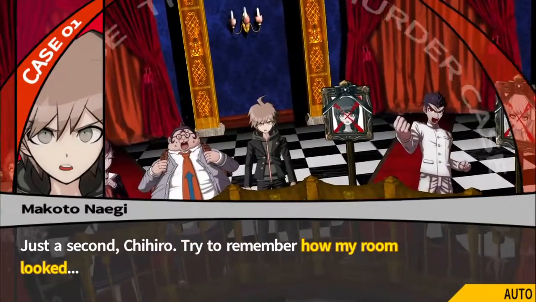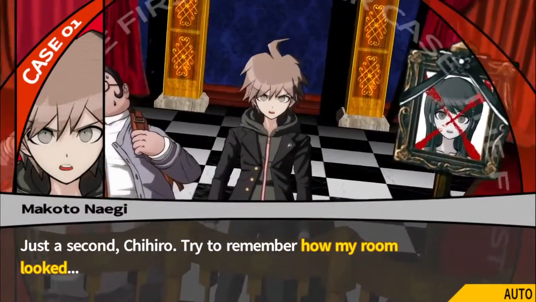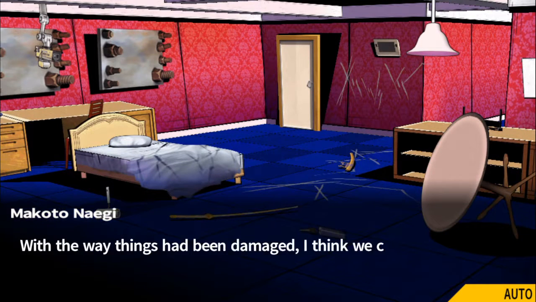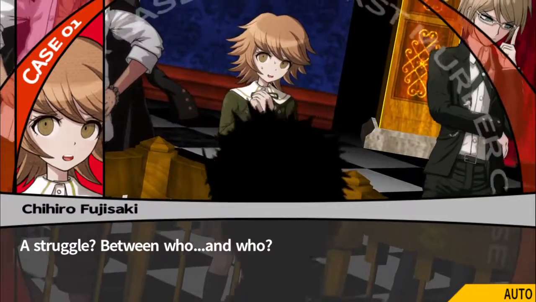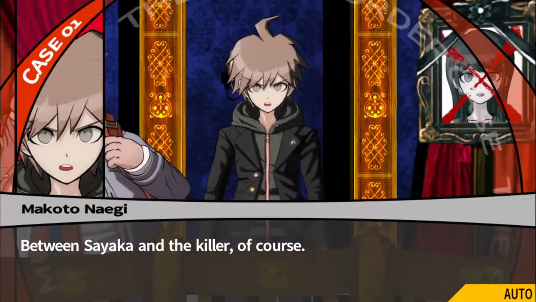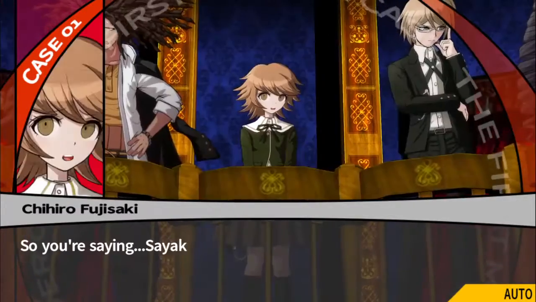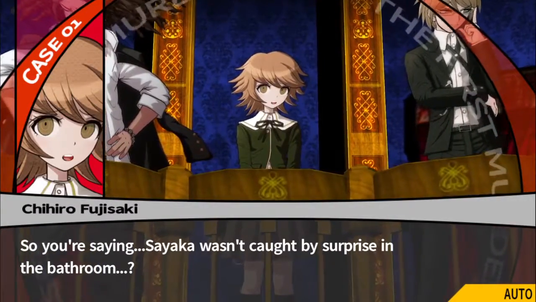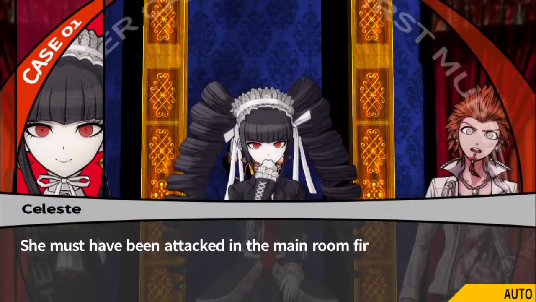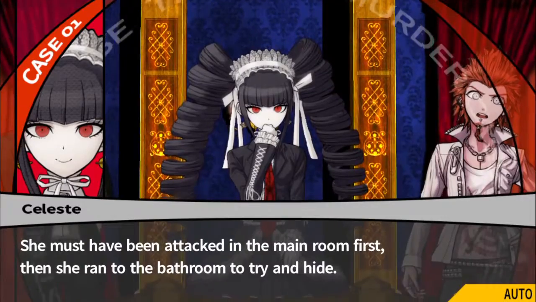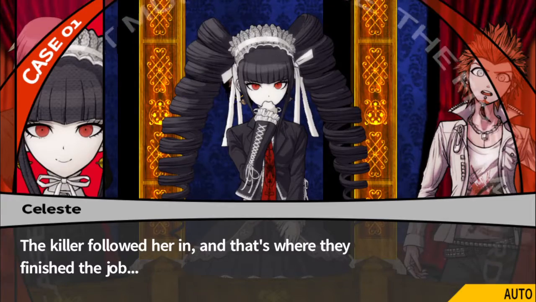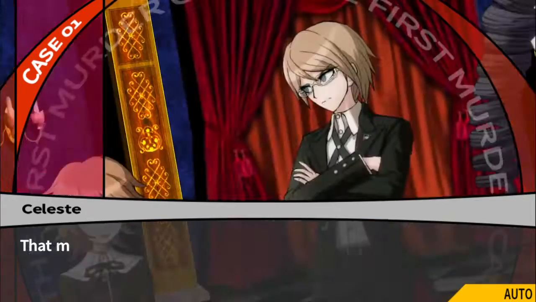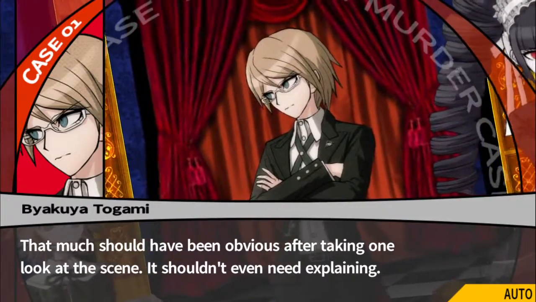Just a second, Chihiro. Try to remember how my room looked. With the way things had been damaged, I think we can definitely assume there was a struggle. A struggle? Between who and who? Between Sayaka and the killer, of course. So you're saying Sayaka wasn't caught by surprise in the bathroom? She must have been attacked in the main room first. Then she ran to the bathroom to try and hide. The killer followed her in, and that's where they finished the job. That much should have been obvious after taking one look at the scene. It shouldn't even need explaining.